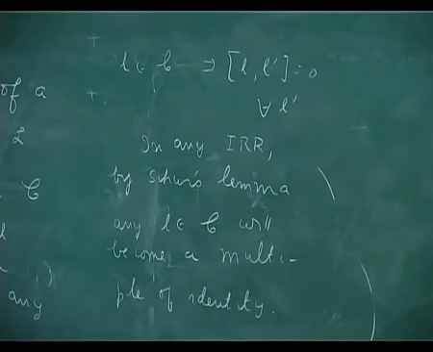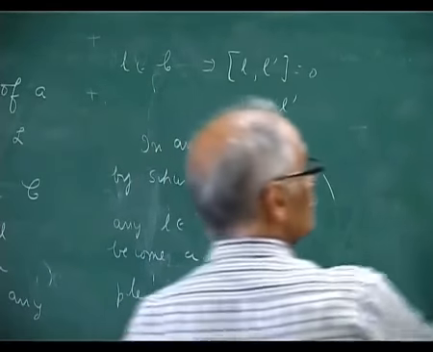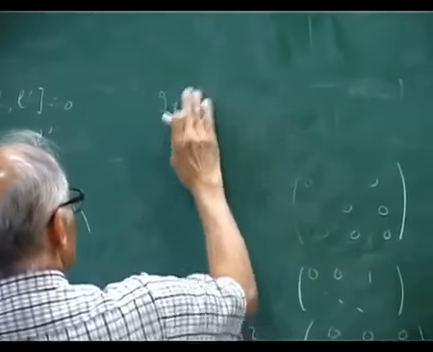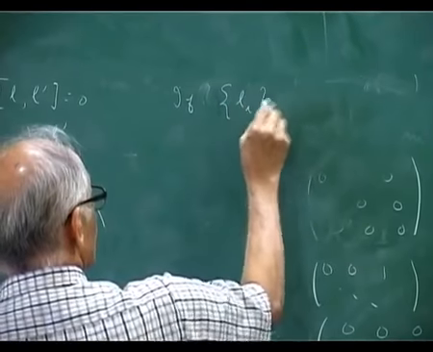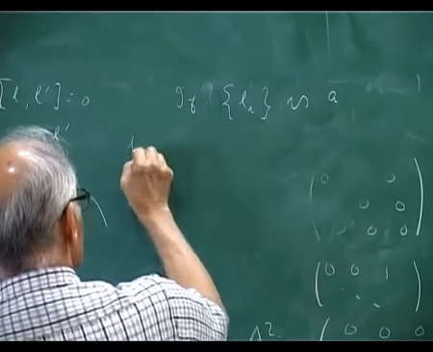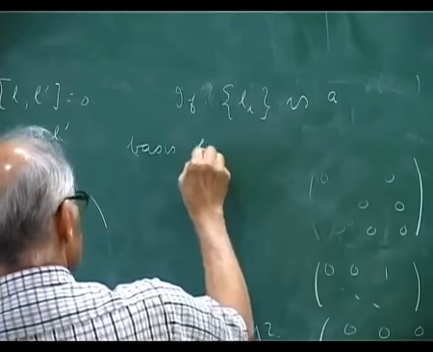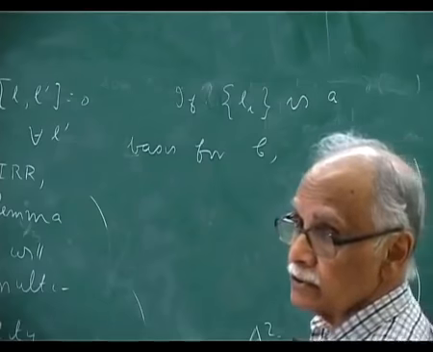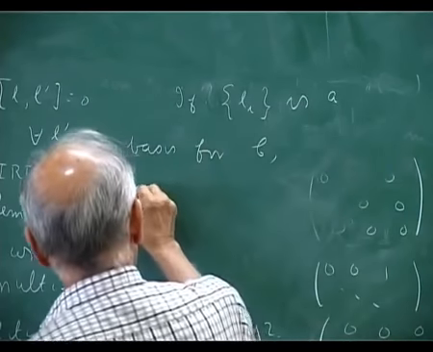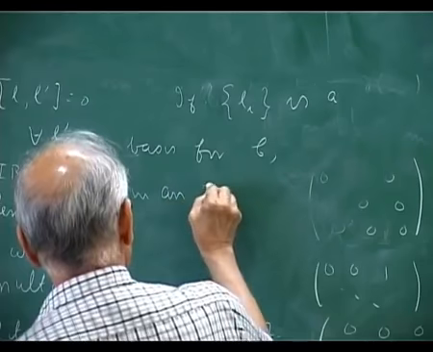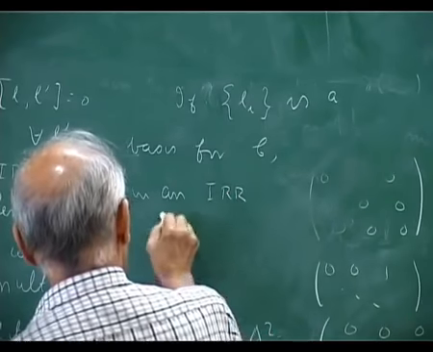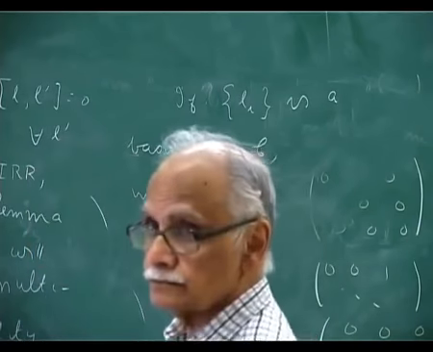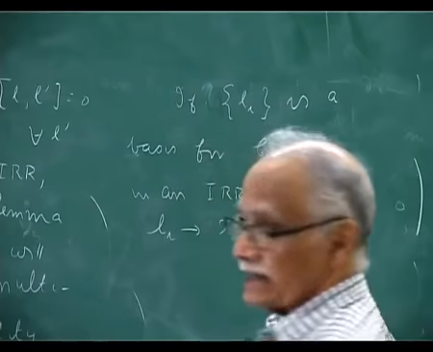I'll give you examples. In particular, okay, if Li is a basis for C, okay, in an IRR, this Li will go into lambda i times unit matrix, where lambda i are numbers. Okay.